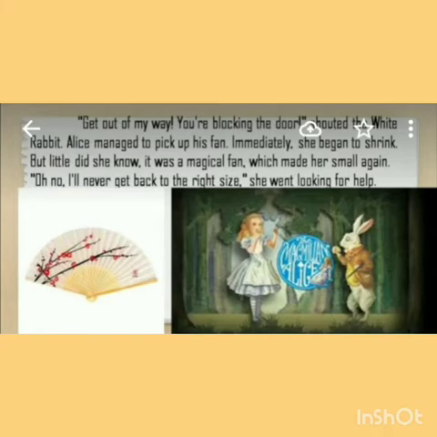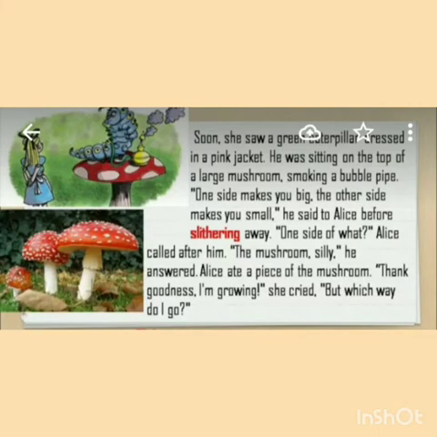Okay, see the next paragraph. Soon she saw a green caterpillar dressed in a pink jacket. He was sitting on the top of a mushroom smoking a bubble pipe. So again in the garden she was able to see the green caterpillar wearing pink-colored clothes, sitting on top of the mushroom. It has a bubble pipe and it was smoking. Okay, so the bubbles are coming out of the bubble pipe. Okay, bubbles.